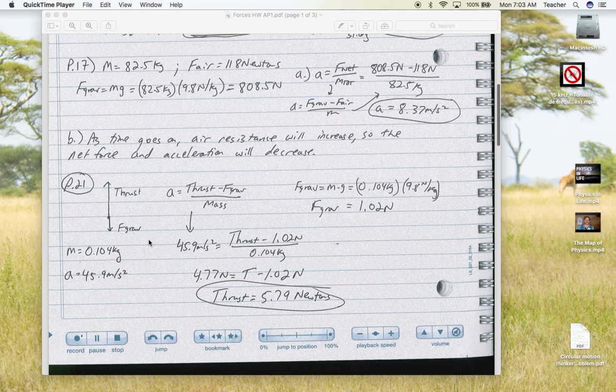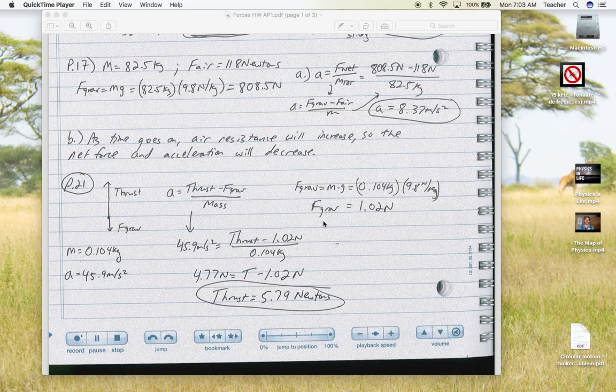For P21, this is actually one where, again, I think the free body diagram is extremely helpful. It says a 0.104 kilogram rocket accelerates upward at a certain rate. It was 45.9 meters per second squared, and you're asked to find the thrust. So the key thing here is that thrust is pushing the rocket upward, gravity is pulling it downward. So the acceleration that was given is once again equal to the net force over the mass.